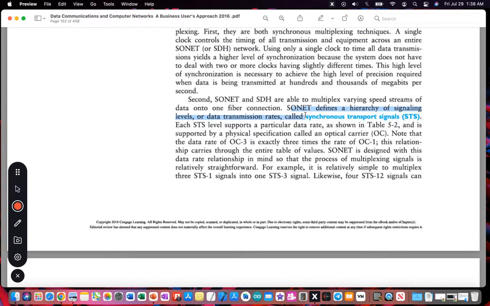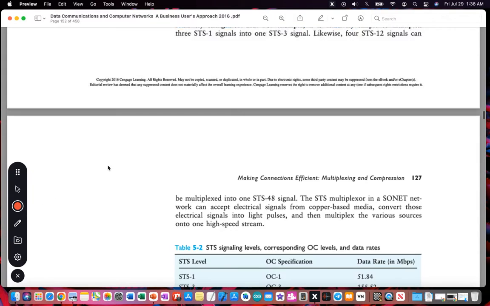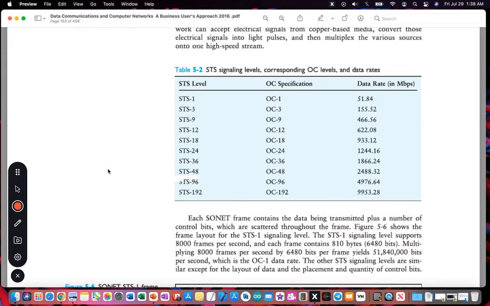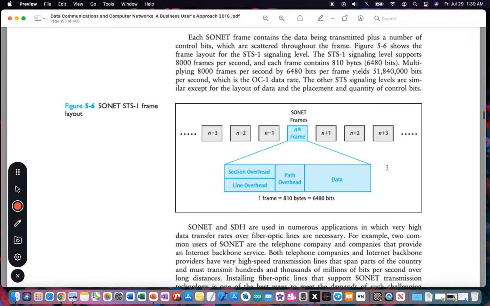SONET defines a hierarchy of signaling levels or data transmission rates called synchronous transport signals, STS. And we have STS level 1, 3, 9, 12, 18, and so on. The OC specification, OC1, OC3, OC9, and so on. Data rates in megabits per second, 51, and goes up. In megabits per second, this is 9,935.28 megabits per second. And this is really fast.